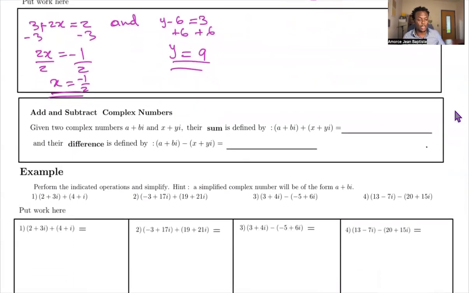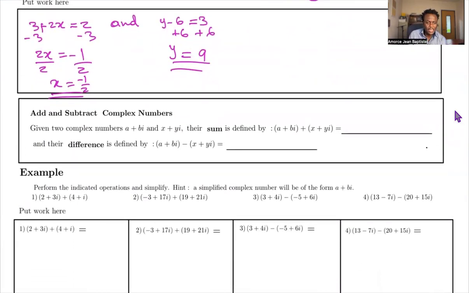Since complex numbers are numbers, right? So we can add and subtract, we can multiply, we can divide. So let's see how to add and subtract complex numbers. To add two complex numbers, a plus bi and x plus yi, we add the real parts together and the imaginary parts together.